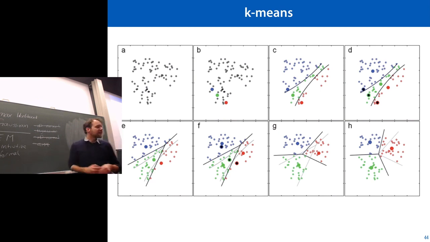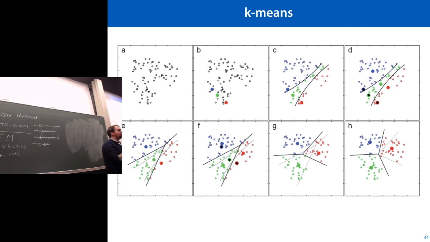Just to go through it quickly, we have a data set, a cloud of points, and we want to cluster these into 3 clusters. The way the k-means algorithm works is that we pick 3 arbitrary means, a blue mean, a green mean, and a red mean. We put them somewhere in space, it doesn't really matter where, and then we color all the points by which mean they are closest to, like this.